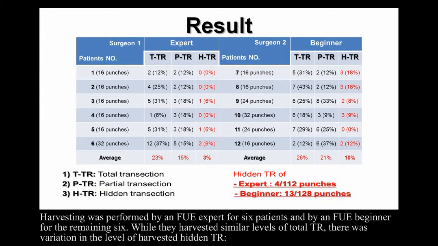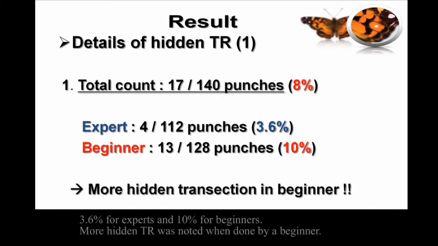Harvesting was performed by an FUE expert for 6 patients and by an FUE beginner for the remaining 6. While they harvested similar levels of total TR, there was variation in the level of harvested hidden TR, 3.6% for experts and 10% for beginners. More hidden TR was noted when done by a beginner.